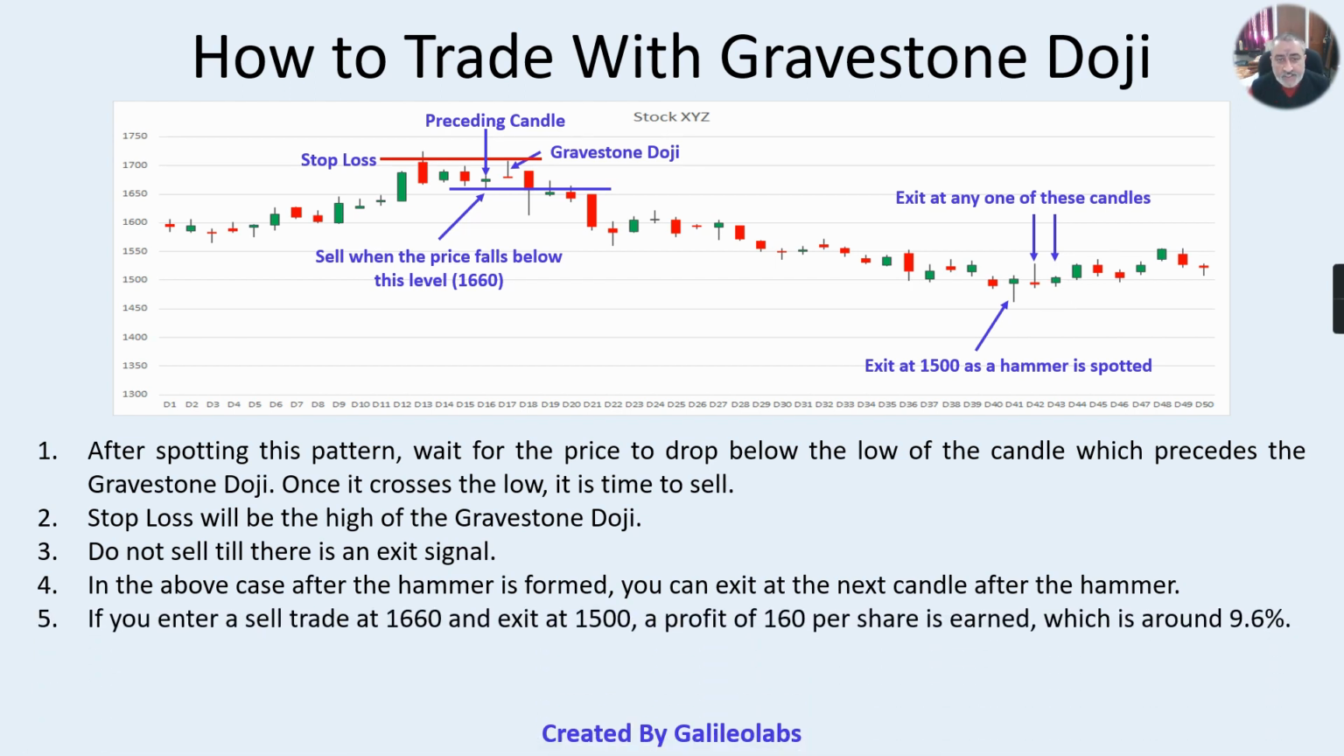If you enter a sell trade at 1660 and exit at 1500, a profit of 160 per share would be earned, which is around 9.6%.